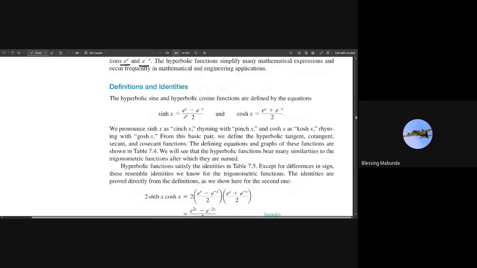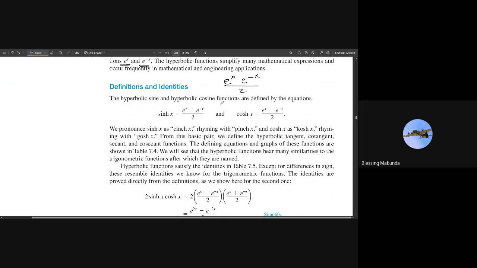So the definition of the sinh function is sinh x equals e to the x minus e to the minus x, divided by 2. And for cosh x, this is equal to e to the x plus e to the minus x, divided by 2. So a good trick to remember these signs, because you can see that they are quite similar to each other. It's e to the x, e to the minus x, and then divided by 2.